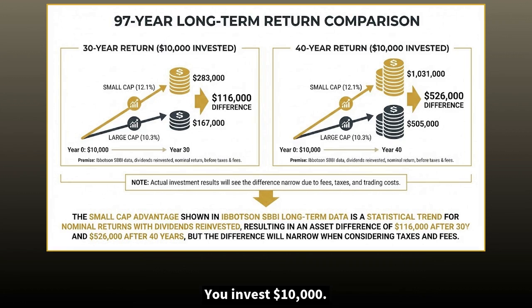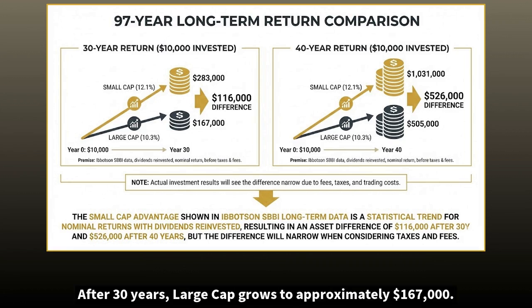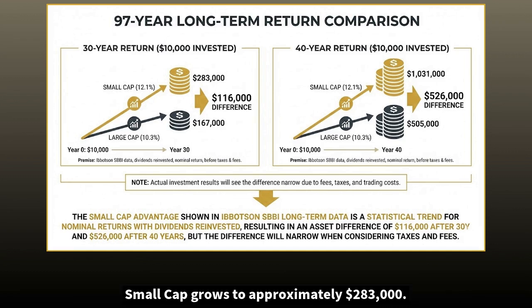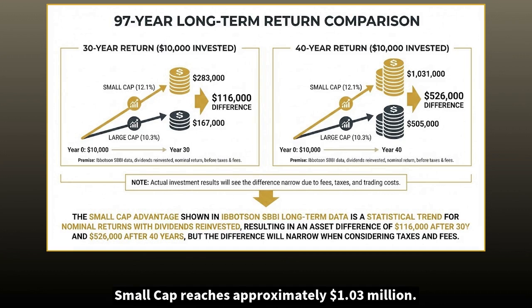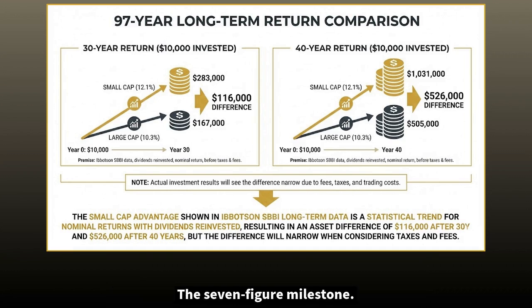You invest $10,000. After 30 years, large cap grows to approximately $167,000. Small cap grows to approximately $283,000. A difference of $116,000. What about after 40 years? Large cap reaches approximately $505,000. Small cap reaches approximately $1.03 million. The seven-figure milestone, a difference of $526,000.